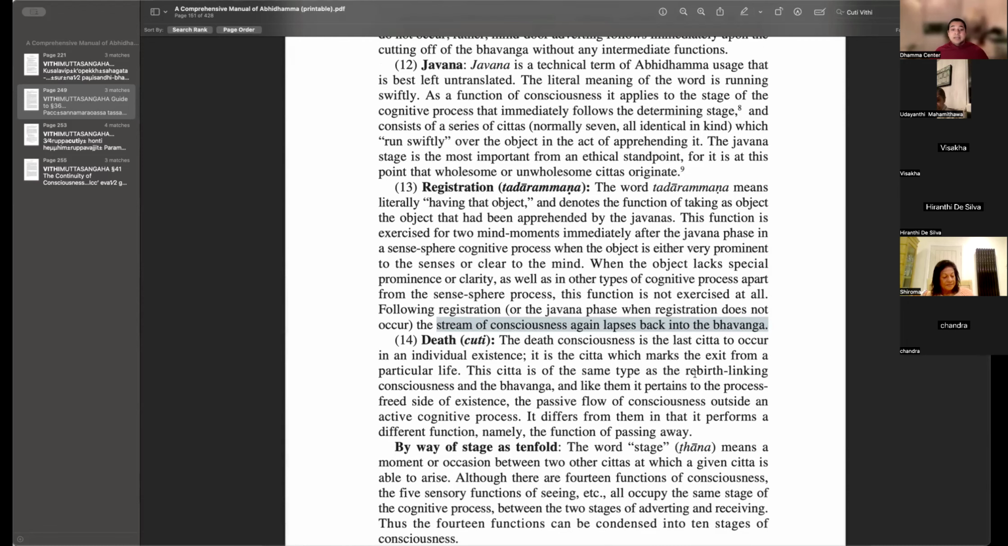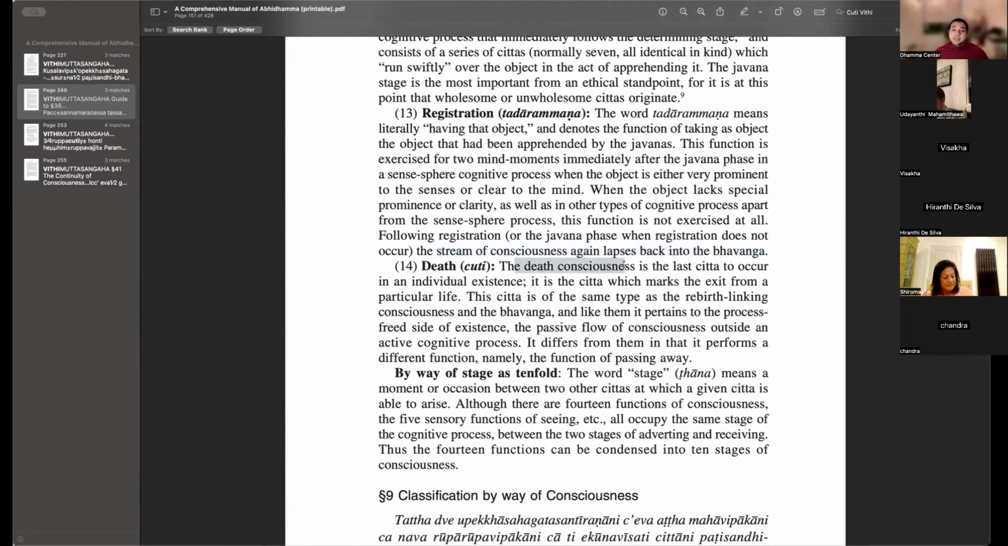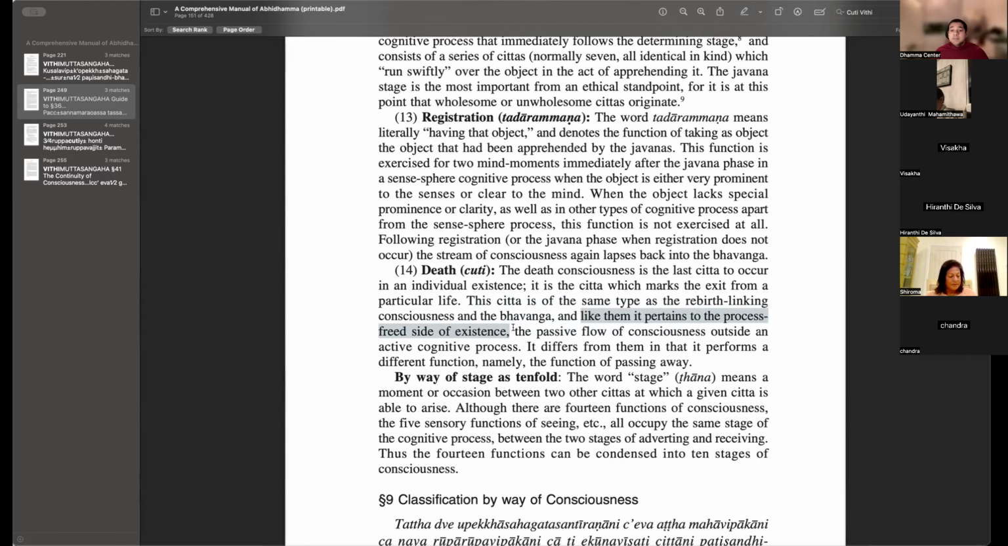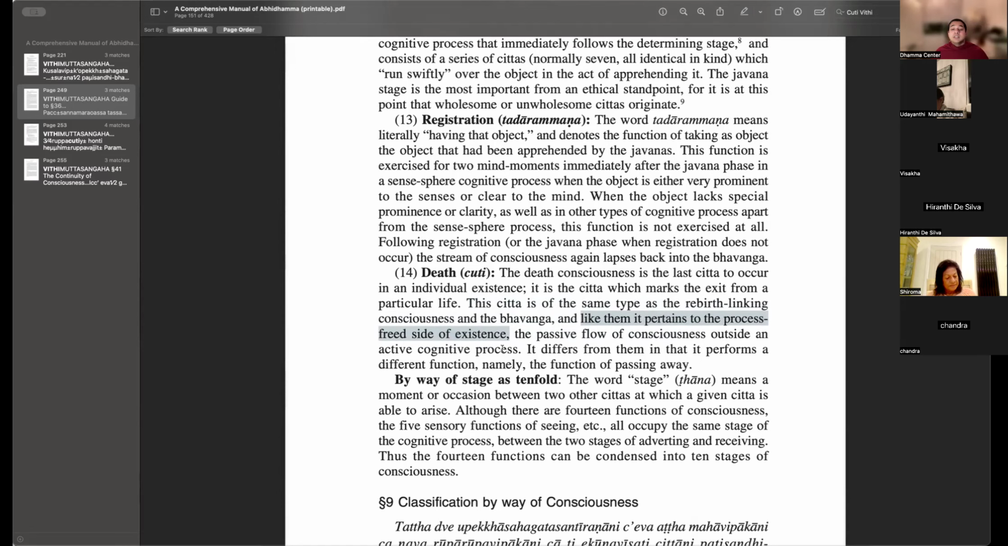Tadalambana. Now we have cuti. The death consciousness is the last chitta to occur in an individual existence. It is the chitta which marks the exit from a particular life. This chitta is of the same type as the rebirth linking and the bhavanga, and like them, it pertains to the process-freed side of existence, vithi mutta: the passive flow of consciousness outside the active cognitive process.